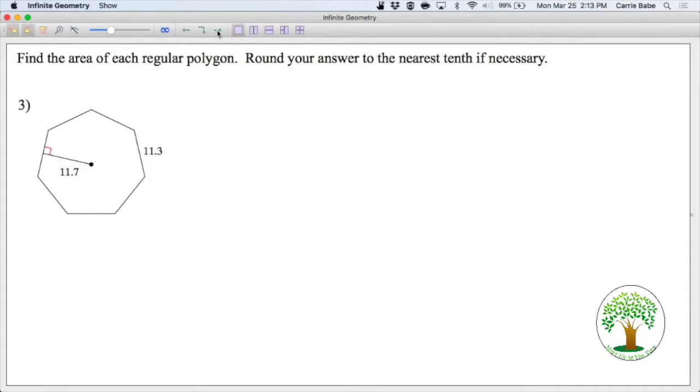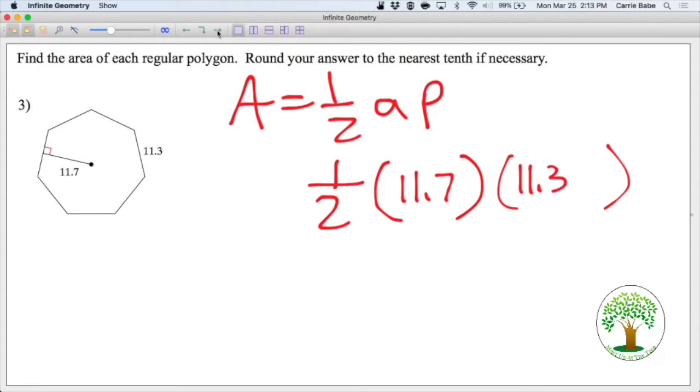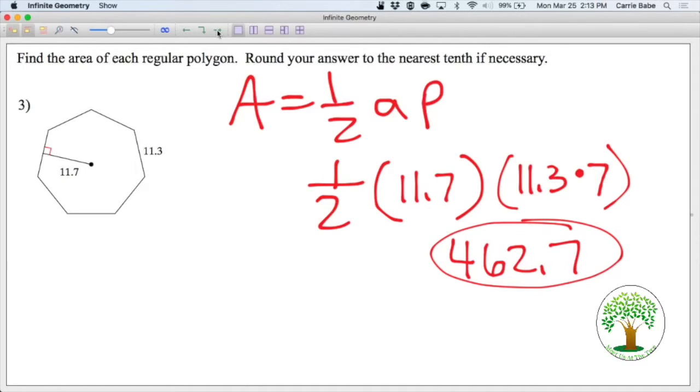Number 3, find the area of this regular polygon. Again, its area equals 1/2 the apothem times the perimeter. What's the apothem? 11.7. And the perimeter, 11.3 times 7. Very good. Again, I'm going to suggest that you do the numerator and divide by the denominator. One more time. 400 and what? 462.7. All right. Thank you.